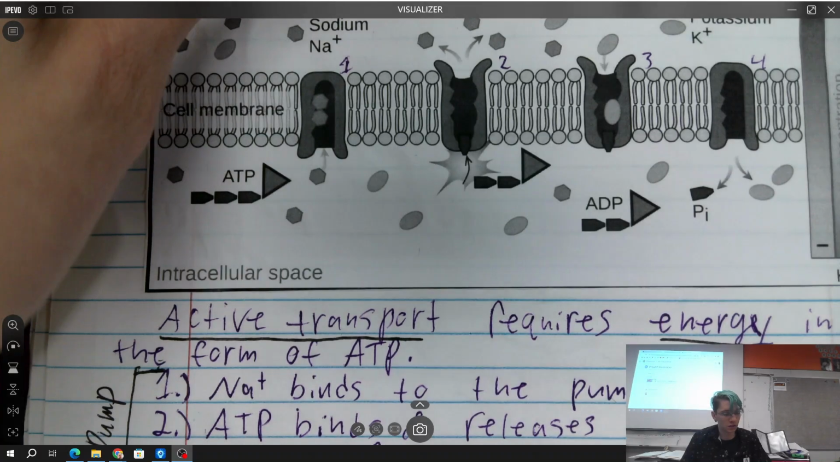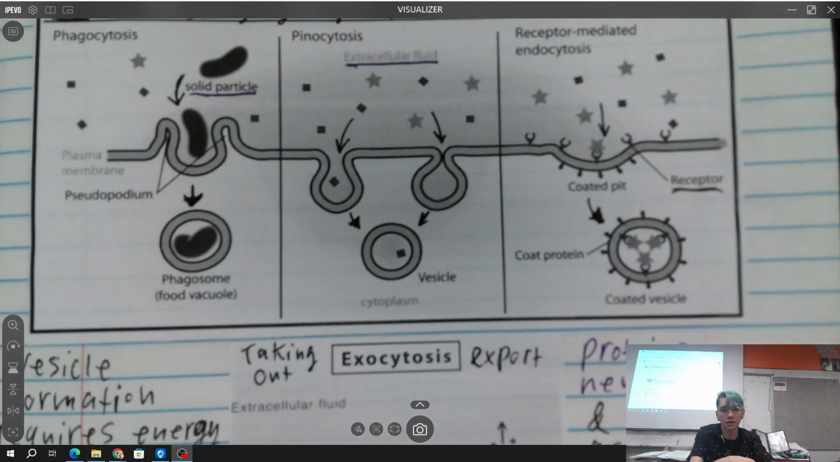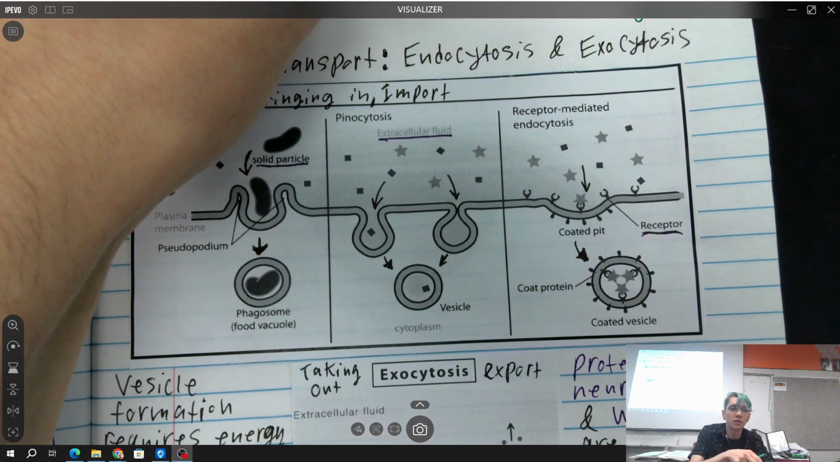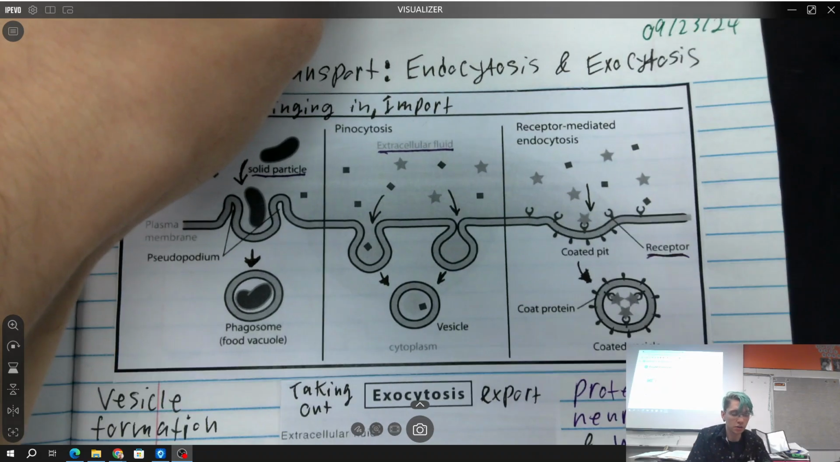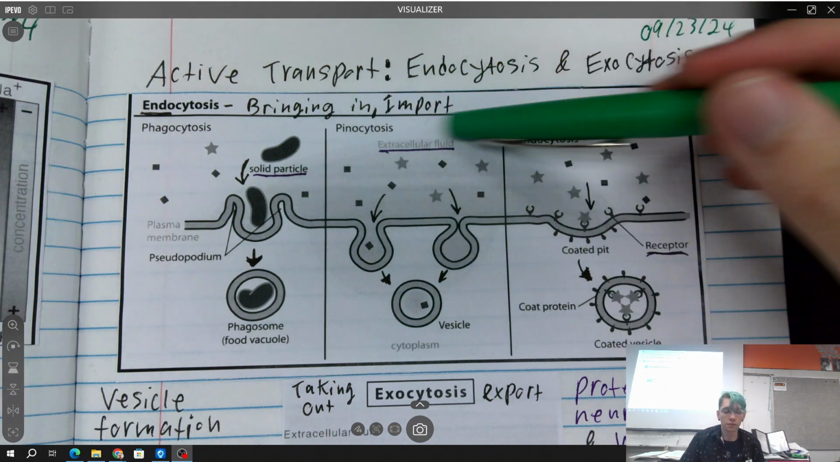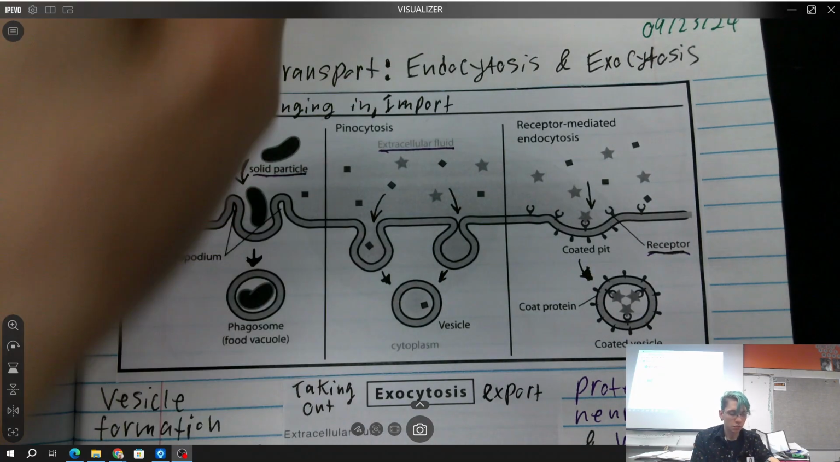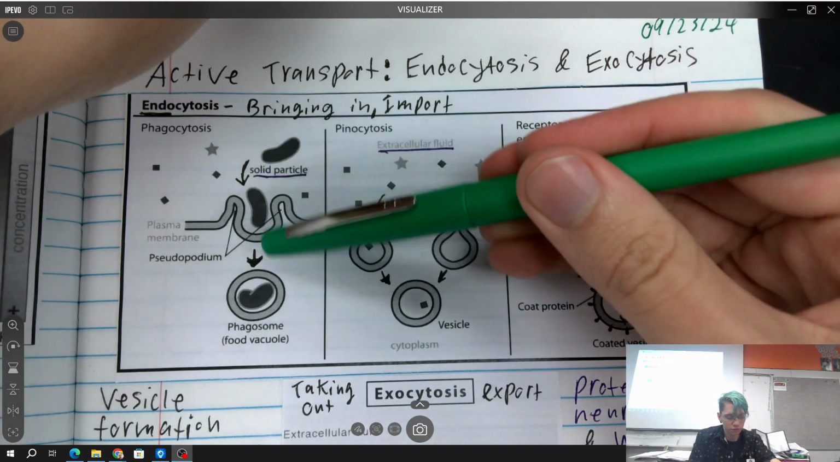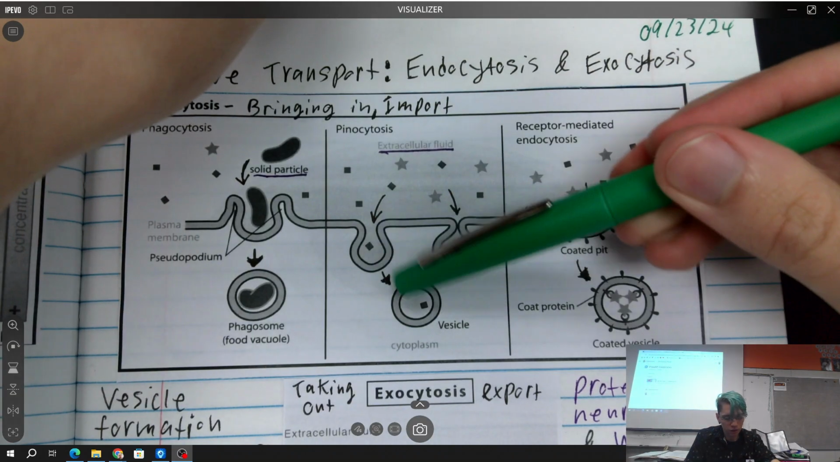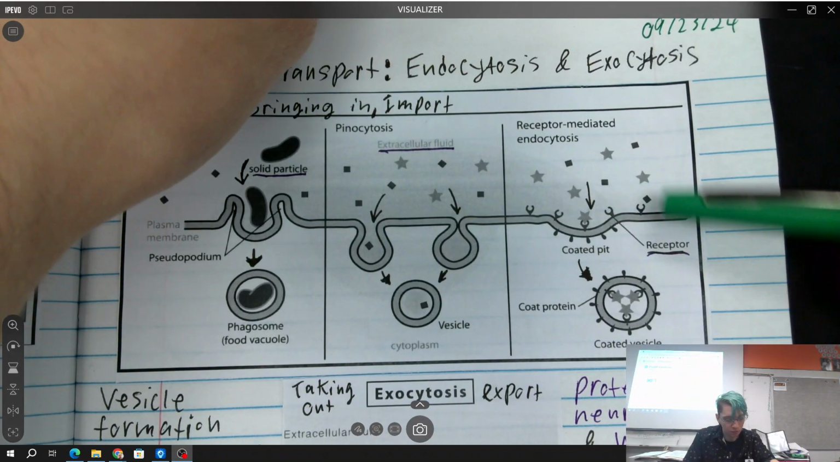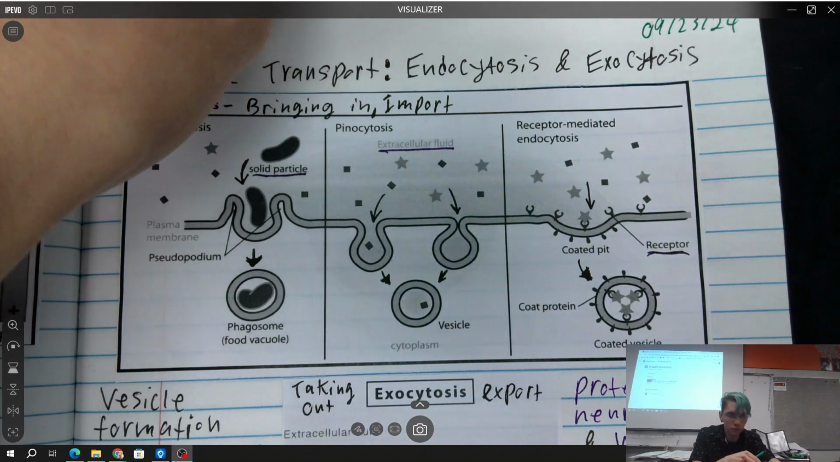On the other end of things is vesicle formation. This is endocytosis and exocytosis. Those words seem scary, but all they are is importing into the cell and exporting out of the cell. So we are bringing in solid food particles, bringing in extracellular fluid, or, due to receptors, we're bringing in some kind of protein or hormone.